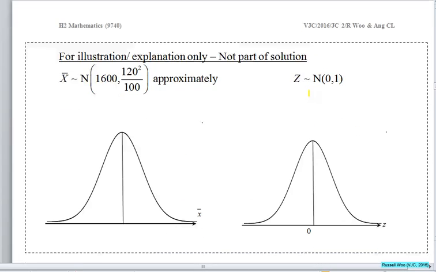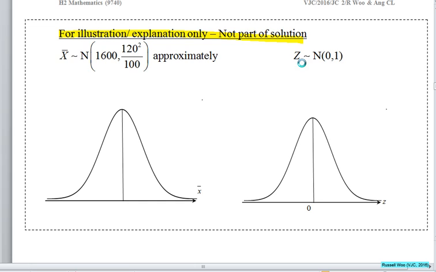I want to highlight this one. Not part of solution. Everything I draw here is just to illustrate for the first example. After that, I won't draw anymore. Now, remember I said there are two test statistics like that. What happens is this. Beforehand, we decide on our decision-making rule. This is the 1% level of significance.